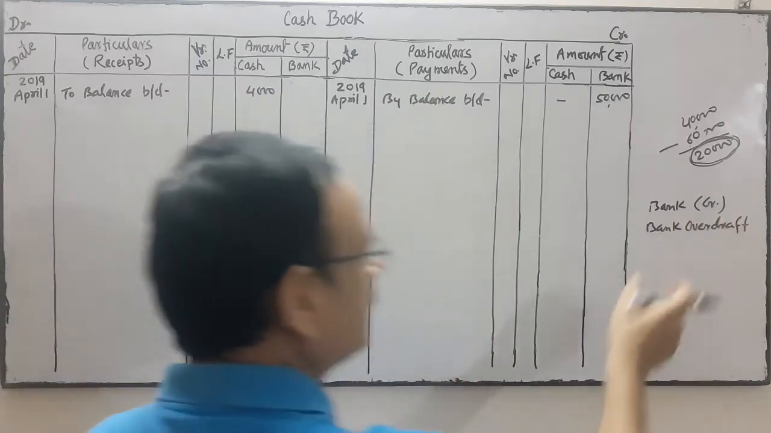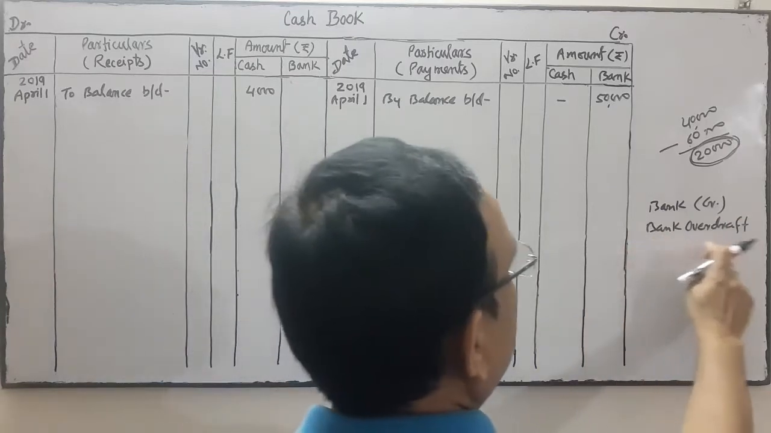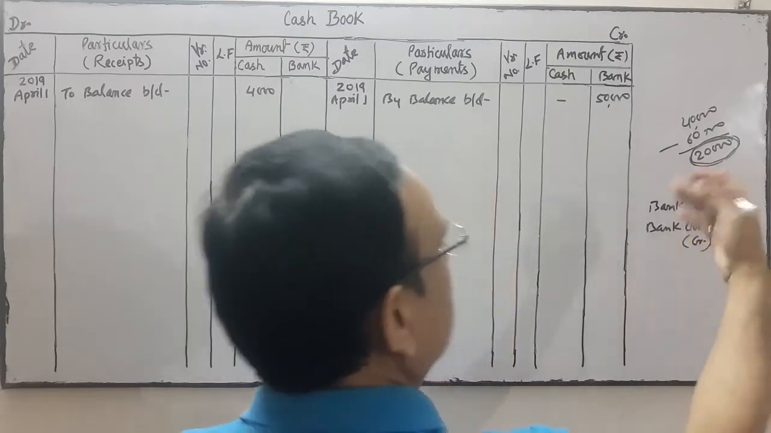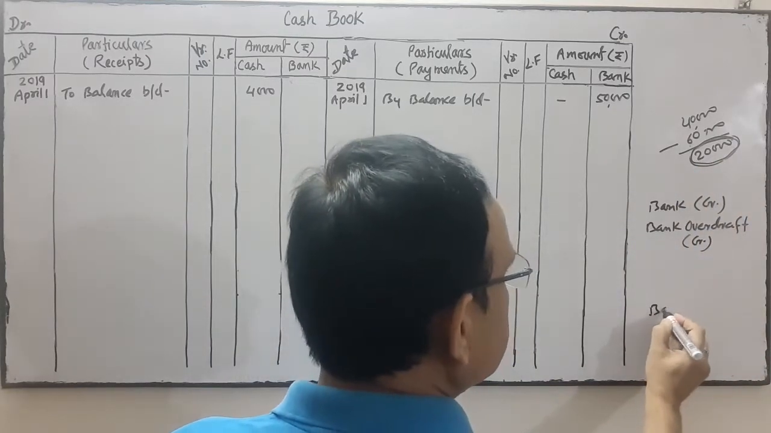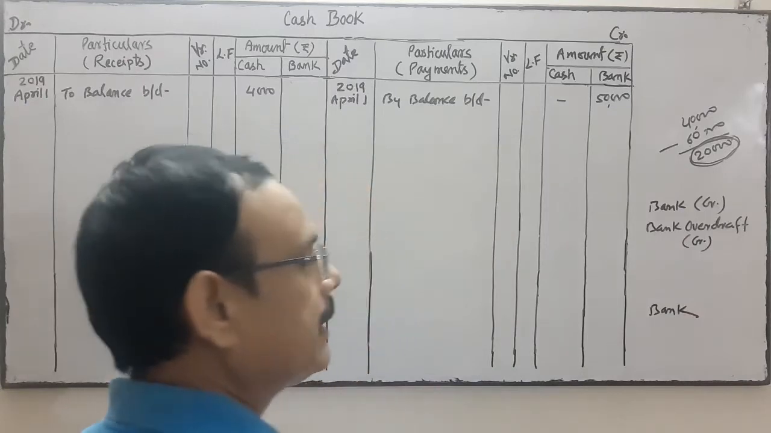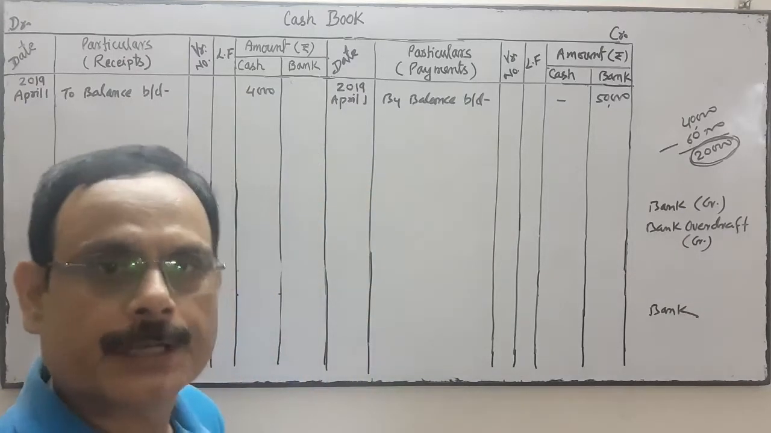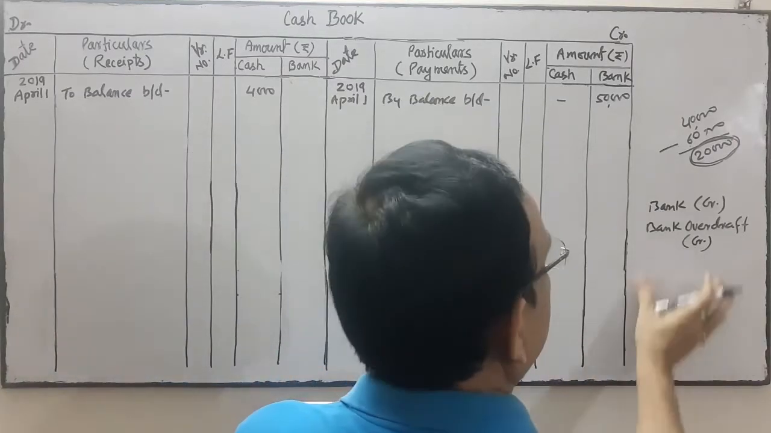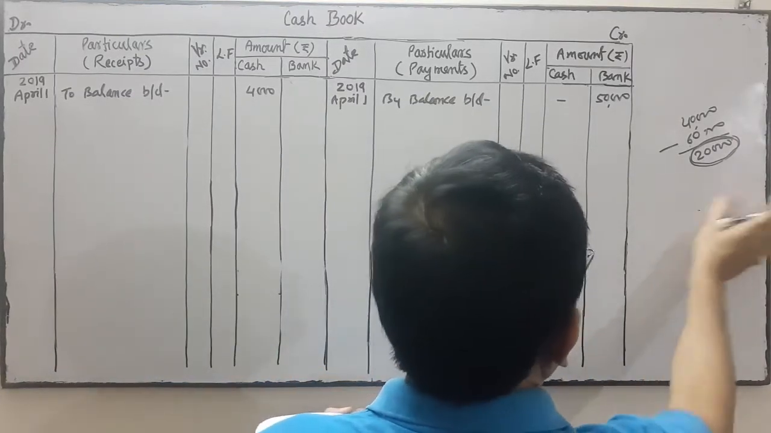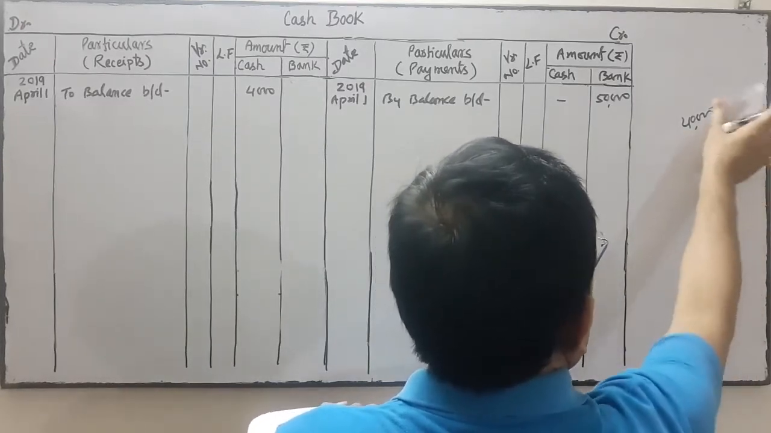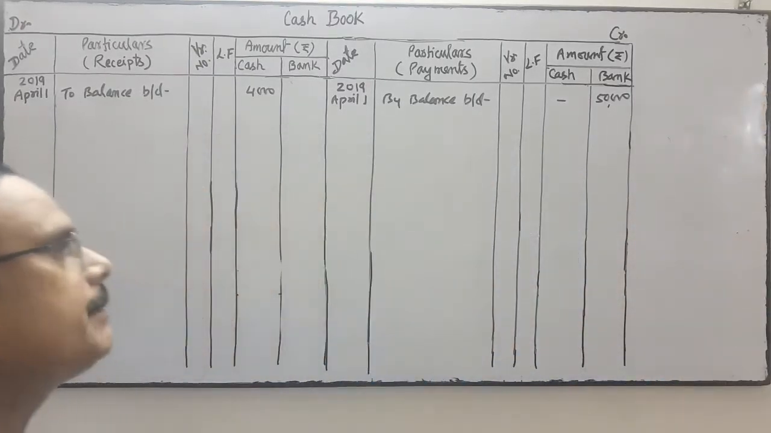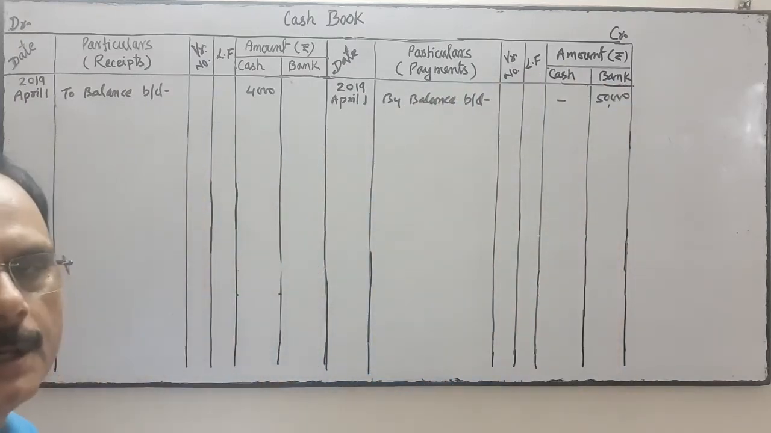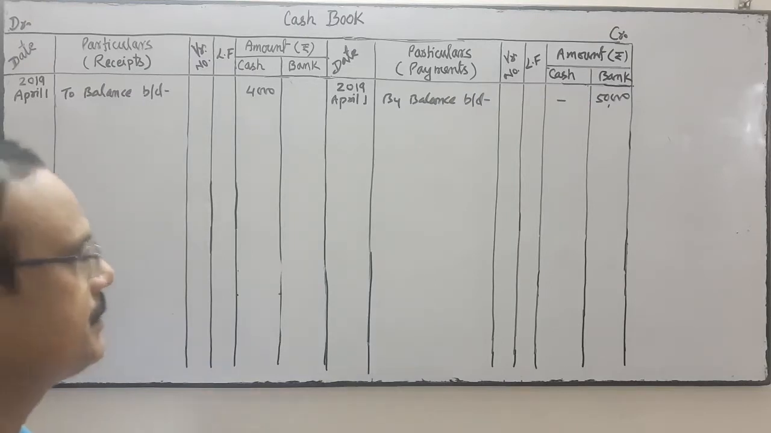So bank having a credit balance means overdraft. Bank overdraft is credit, or bank credit means bank overdraft. If only bank is written, nothing mentioned thereafter, it means it's a debit balance, a favorable balance. Then we'll write it on the debit side, to balance brought down. And if the bank has a credit balance or bank overdraft, then we'll write it on the credit side because it's a liability. All liabilities have a credit balance.